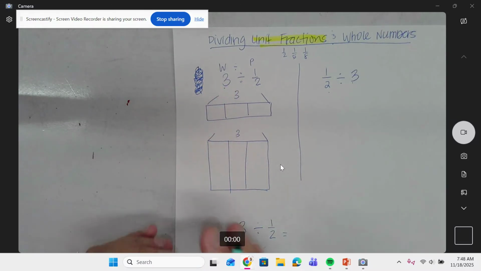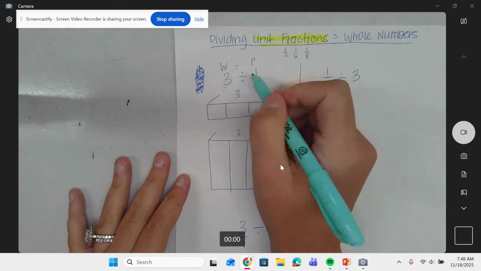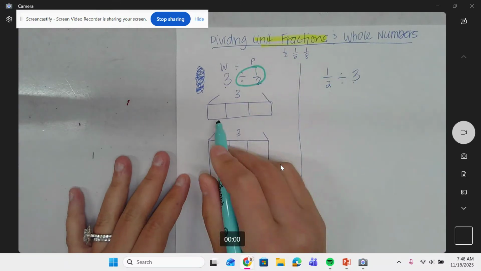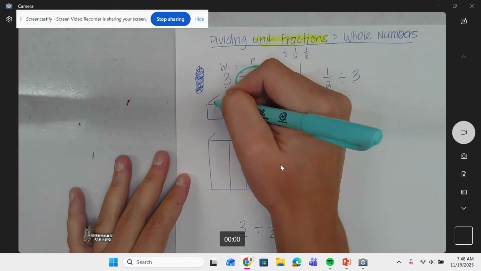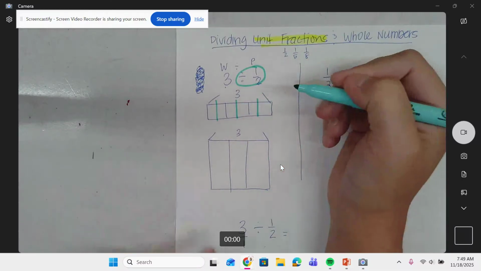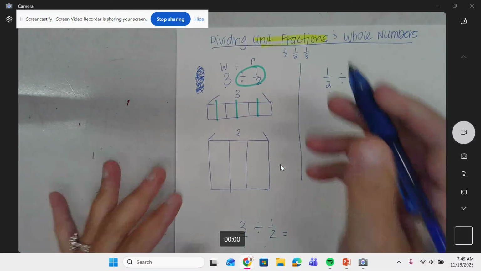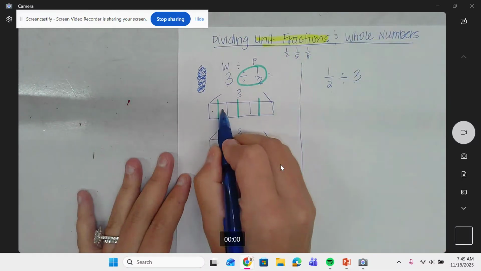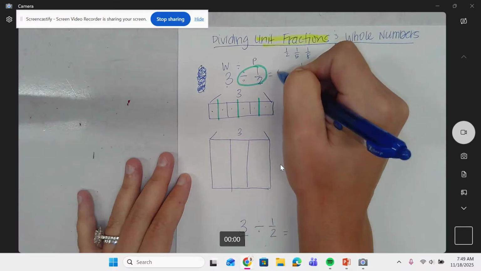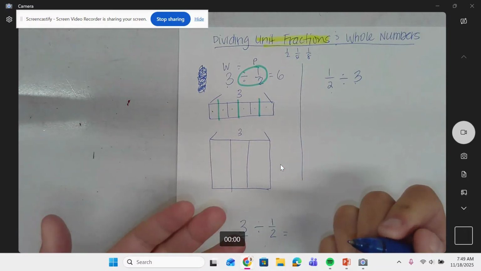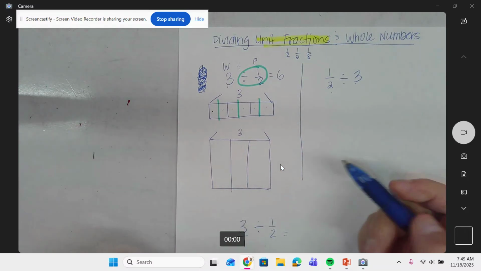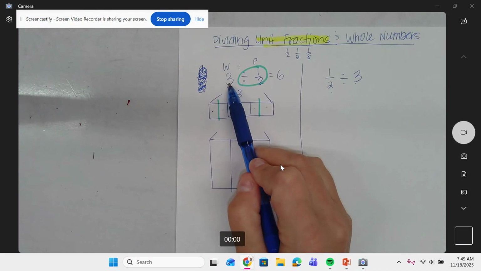Now, if we were to continue this in the tape, we want to take every whole that we have, so all 3 of them, and we want to divide them in half. And so then the question is, well, how many halves did I just create? If I count all of them together, we just created 6 halves, which is the answer. This is how many halves are in 3 wholes.